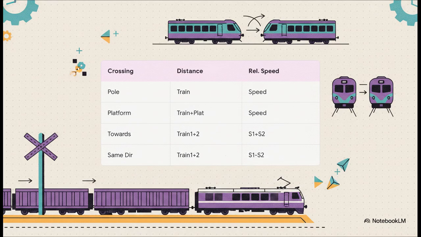Crossing a stationary pole, your total distance is just the train's length. Crossing a platform, your distance is the train plus the platform. But the real magic is relative speed. If 2 trains are charging towards each other, you add their speeds to see how fast that gap closes. If they're moving in the same direction, you find the difference. Mastering this basic logic instantly demystifies train problems.